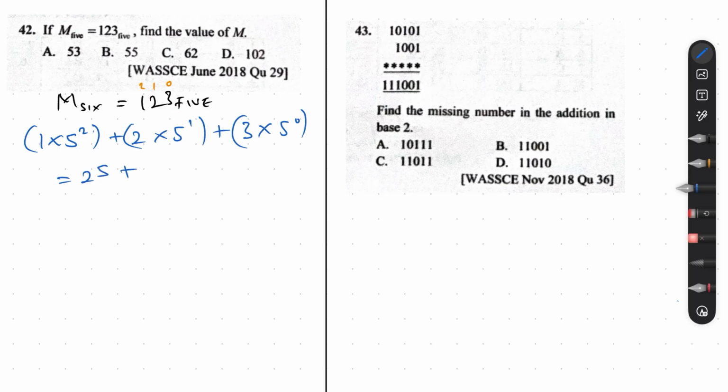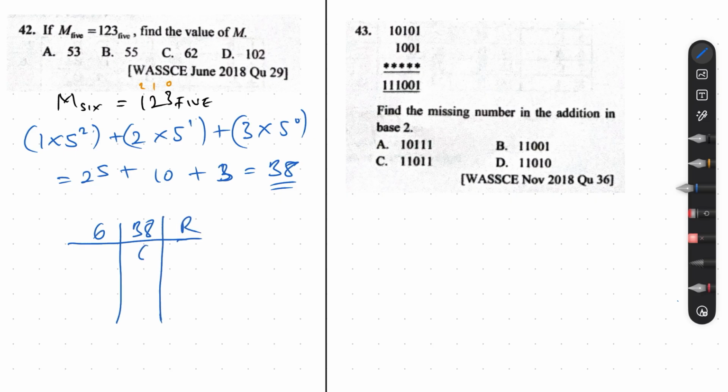25 plus 10 plus 3, which gives us 38. So we need to convert this 38 into base 6. How do we do that? A simple table, 38, 6, and our remainders. 6 goes into 38 how many times? 6 times. Remainder 2. How do we get that? 6 times 6 is 36. 38 minus 36 will give us 2. That's our remainder.